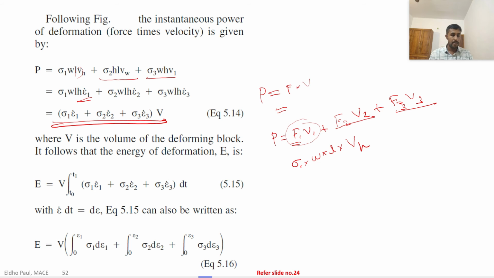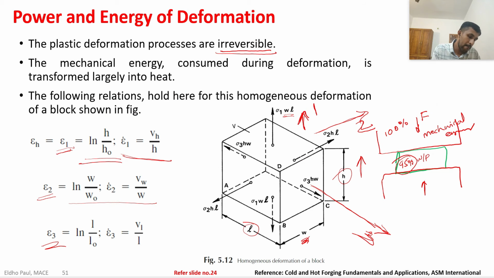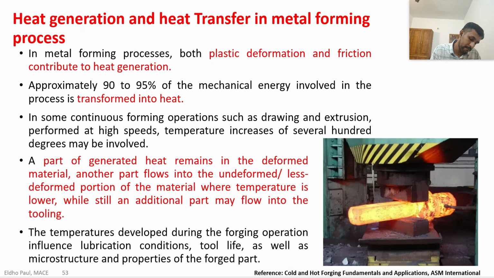Sigma 1, sigma 2, sigma 3 are the principal stress values. Epsilon 1 dot, epsilon 2 dot, epsilon 3 dot are the strain rates in the 1, 2, 3 directions. V is the volume. Similarly, we can calculate the strain in another terms. These are the two equations in the other terms. So this is the equation to calculate the power and energy for deformation.